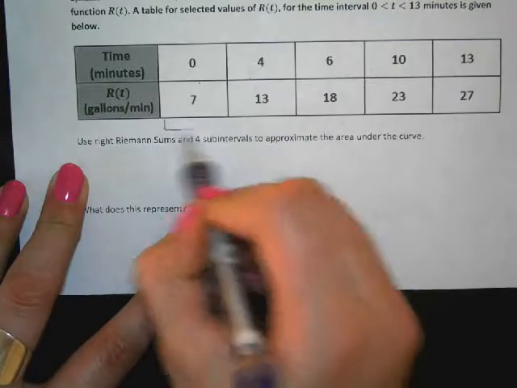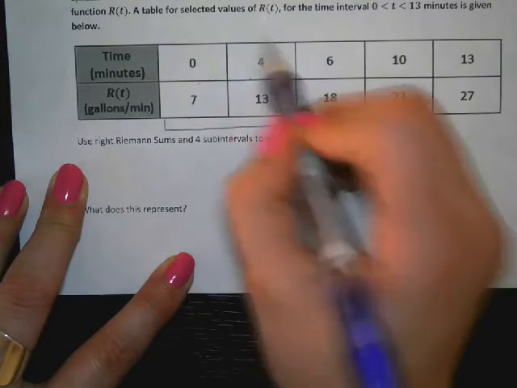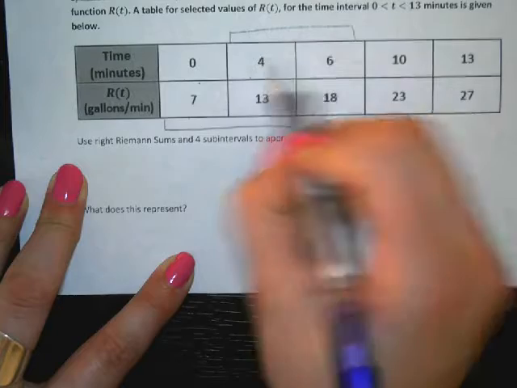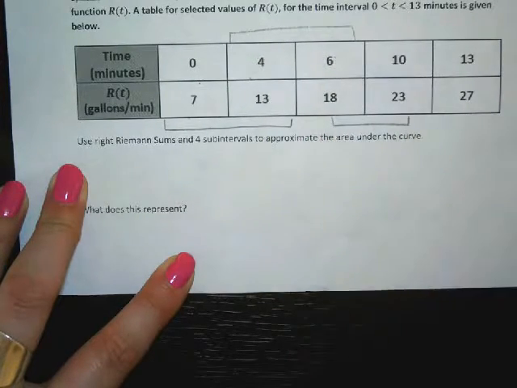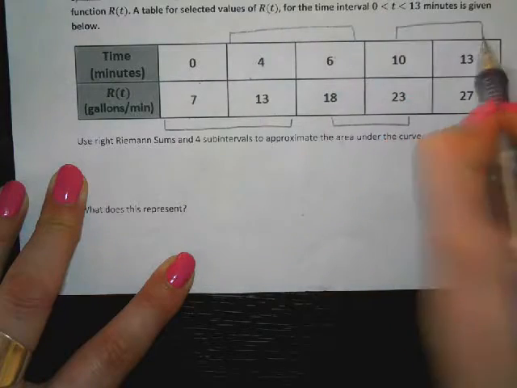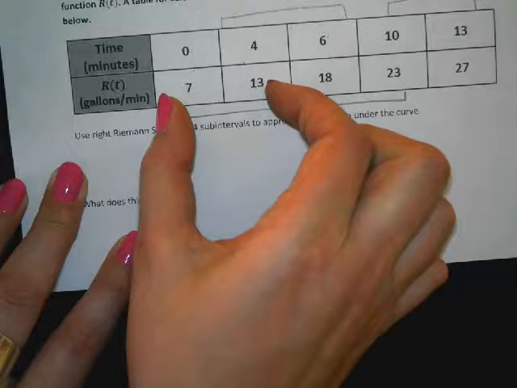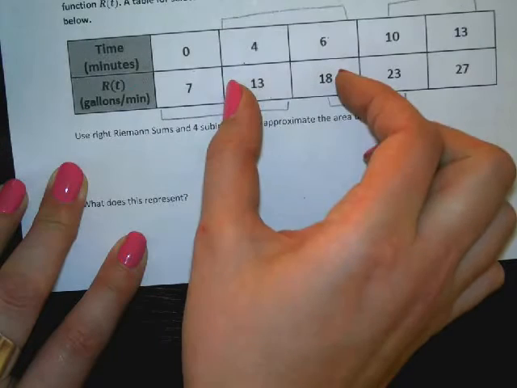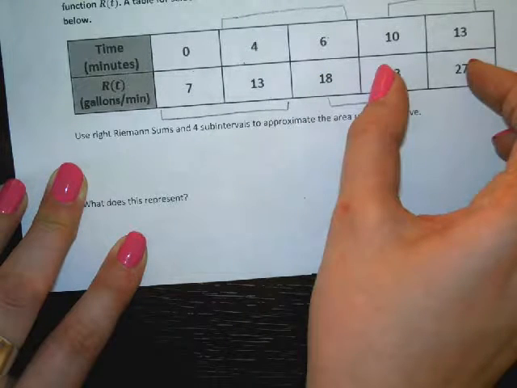You can see here's one rectangle right there, from this one to this one. Here's the second rectangle, from this one to this one. Here's the third rectangle, from that one to that one. And then here's the fourth one, from that one to that one. In between here makes a rectangle, in between here makes a rectangle, in between here makes a rectangle, in between here makes a rectangle.